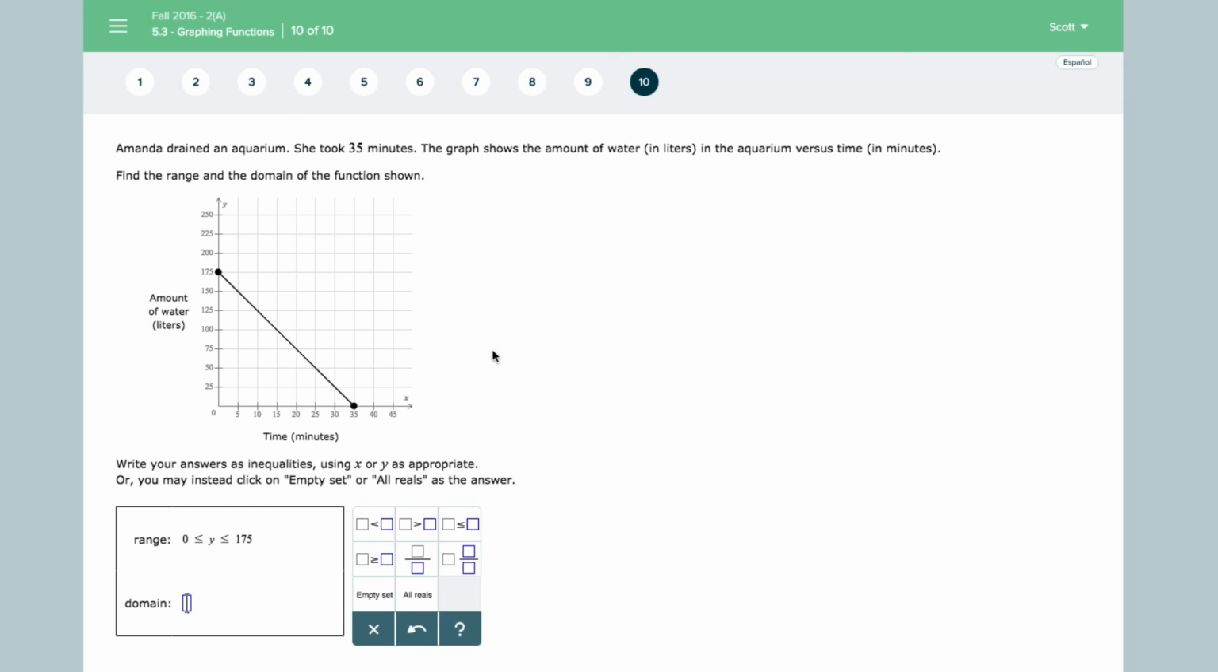So domain, what's our lowest x? Our lowest x goes all the way out here to 0. It's a filled in circle. And what's our highest? It goes all the way out there to 35, which is also a filled in circle. And so that's what we put there.